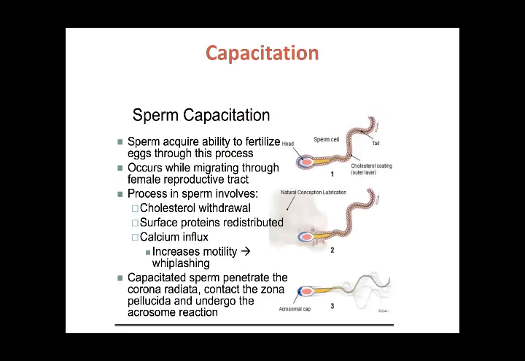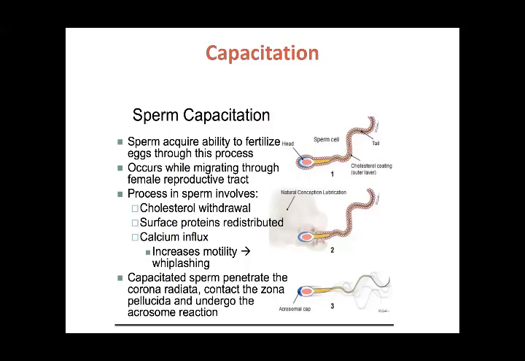What is capacitation? It takes place in the sperm. Sperm capacitation is the process through which the sperm acquires the ability to fertilize the egg. It occurs while migrating through the female reproductive tract. The process in the sperm involves the withdrawal of cholesterol, as you can see on the outside.